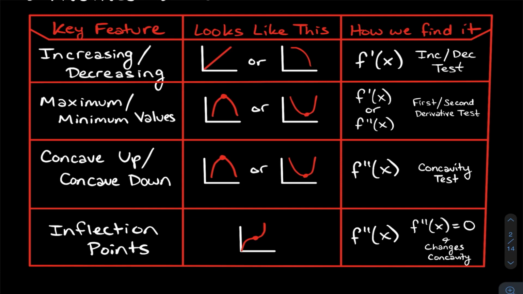So the first is increasing and decreasing, right? We all know what a function that is increasing is and what a function that is decreasing looks like, right? That's self-explanatory. And what we can do is find if something's increasing or decreasing based on if the first derivative is positive or negative. That's what the increasing or decreasing test is.